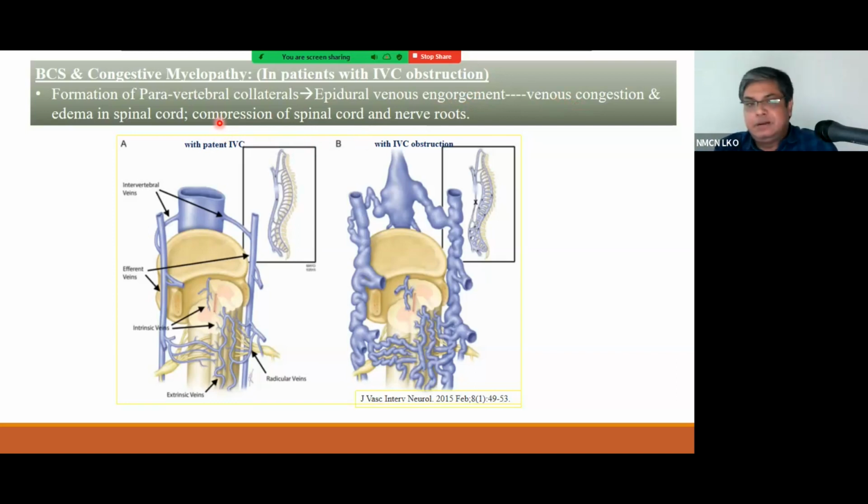Other way, these collaterals can directly lead to compression. If they are large enough, they can compress the spinal cord or exiting nerve roots. The patient sometimes can also have features of radiculopathy. In the long term, because of venous hypertension, the arteriovenous gradient is decreased in these patients, and this leads to decreased perfusion of the spinal cord, leading to ischemic changes. So this is a normal condition where we can see how normal paravertebral and epidural or radicular veins look like. And in case of obstruction, these vessels are quite tortuous.